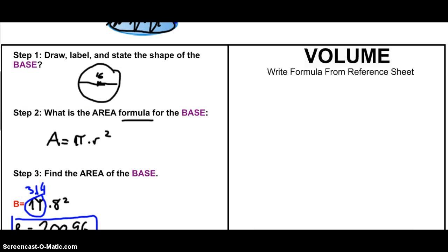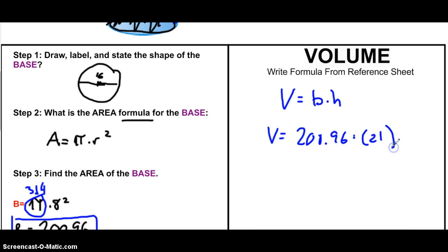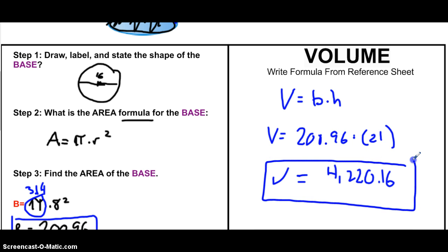Next step, plug everything into the formulas. Well, let's look up our formula from the formula sheet in the back. We find out that volume is equal to base times height. So that means our volume is going to be equal to B, which is 200.96, times our height, which is 21. All right, so we just put that into the calculator, 200.96 times 21. And we get our V, our volume, is going to be equal to 4,220.16. Hopefully you got the same answer.